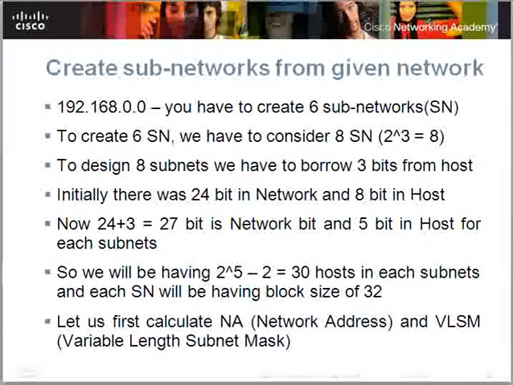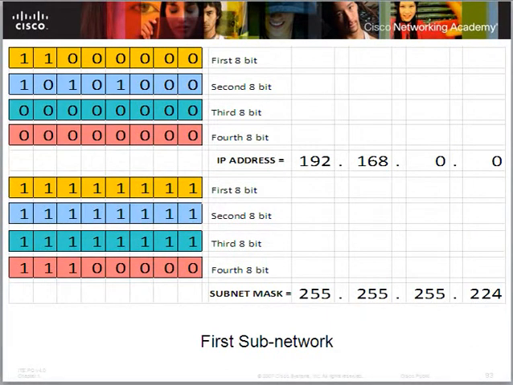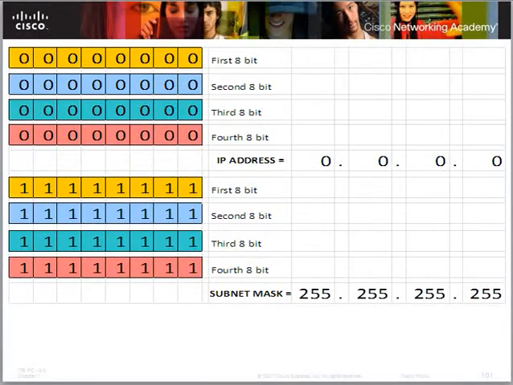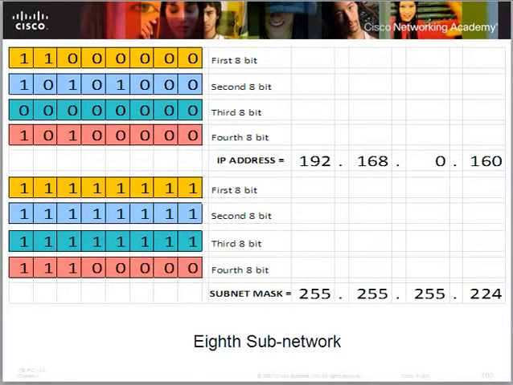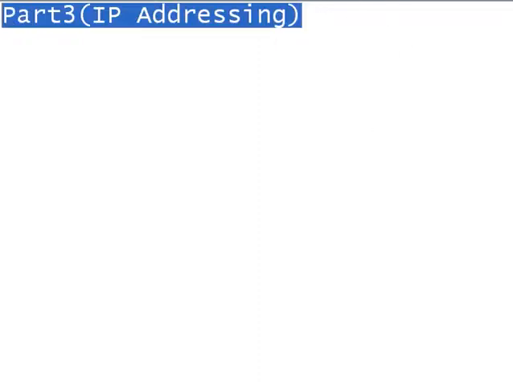So let's first calculate the network address, variable and subnet mask for each and every subnetwork. So this we have calculated. This is the first subnetwork. This is the second subnetwork, third, fourth, fifth, sixth, seventh, and eighth subnetwork. So this is how from this calculation table we have designed this. So we have calculated 8 subnetworks. The specification of all the 8 subnetworks are like this.